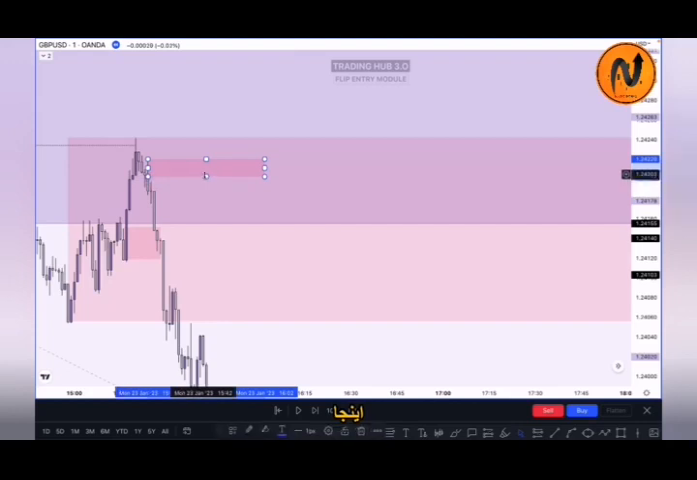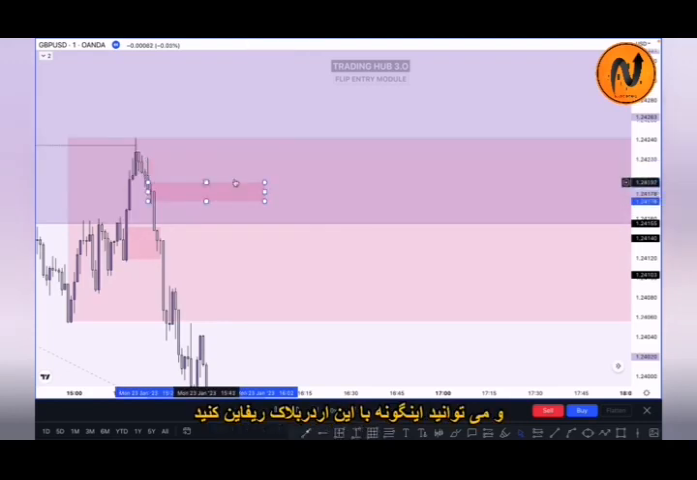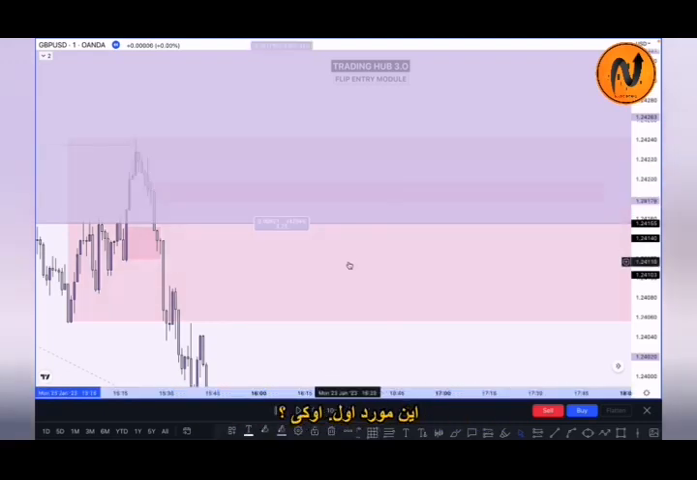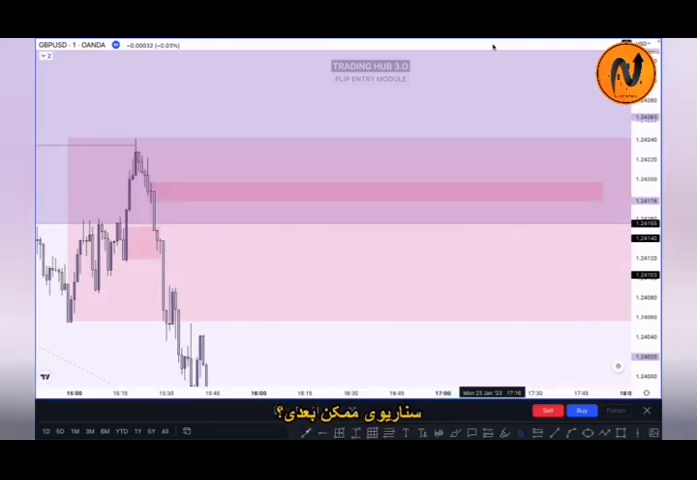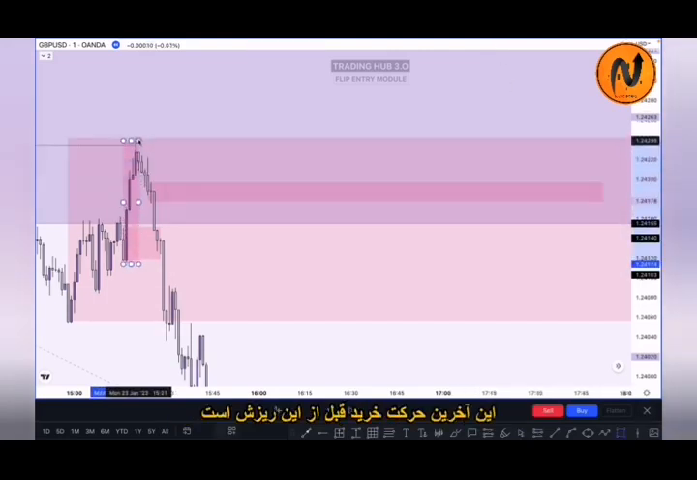Okay, which one is here, and this one is also here. You can refine like this. This one is our first. And the next possible scenario where we can expect the market to at least tap. Look at this one. This is our last buying move before this drop.